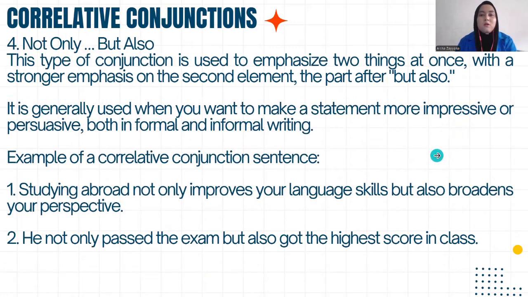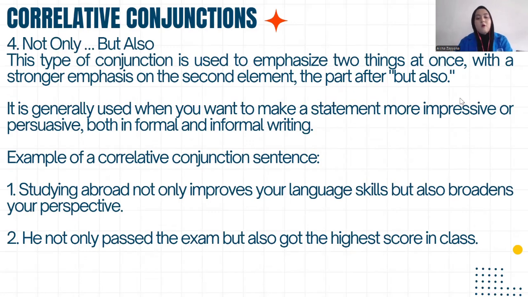Number four, not only but also. This type of conjunction is used to emphasize two things at once, with a stronger emphasis on the second element, the part of the verb also. It is generally used when you want to make a statement more impressive or persuasive, both in formal and informal settings.